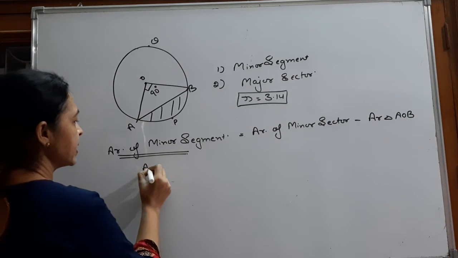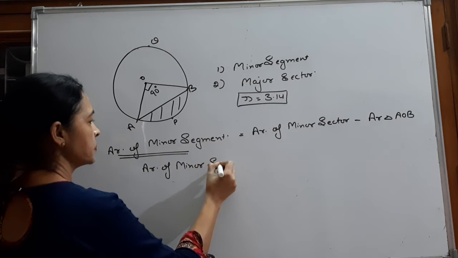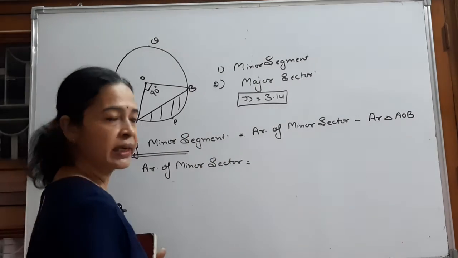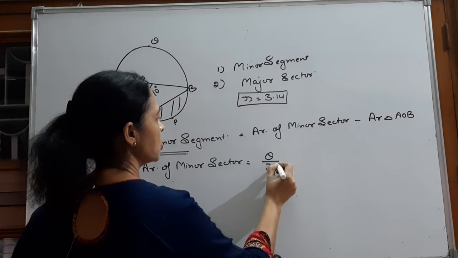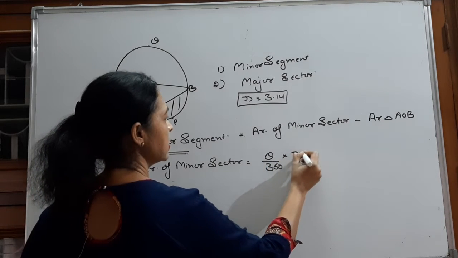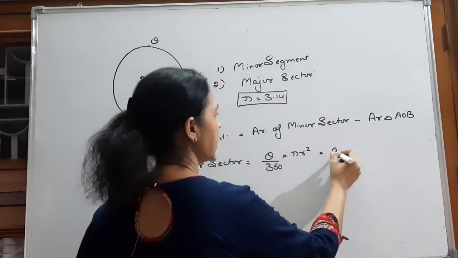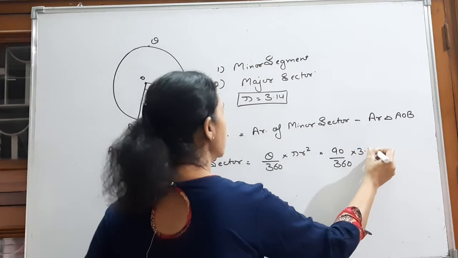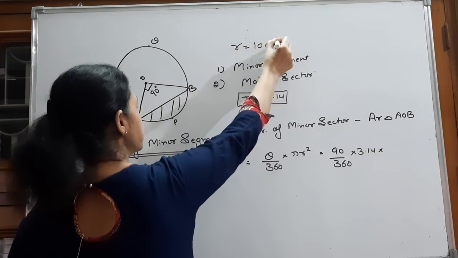Area of minor sector is, what is the area of sector? Theta upon 360 into pi r square. What is theta? 90 degrees. So 90 by 360 into 3.14 into radius, which is given as 10 centimeters.